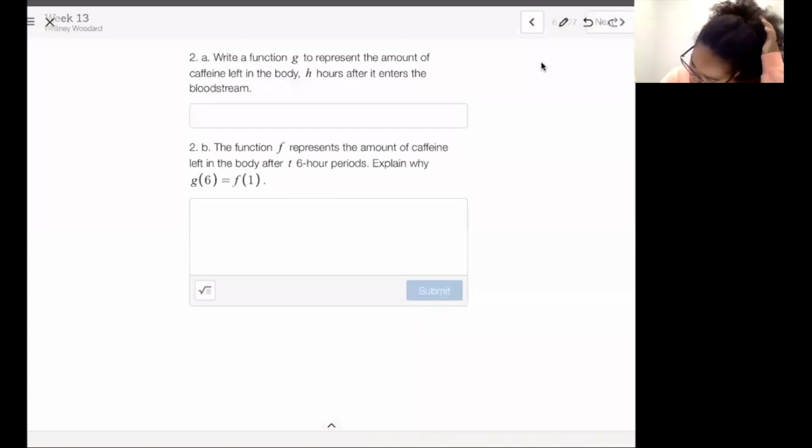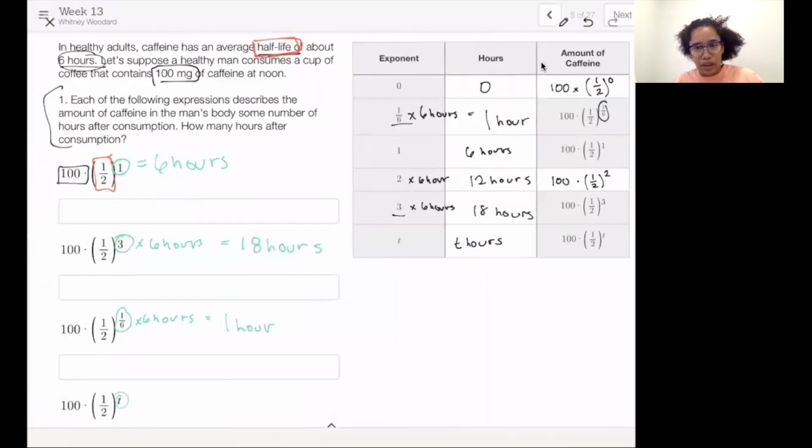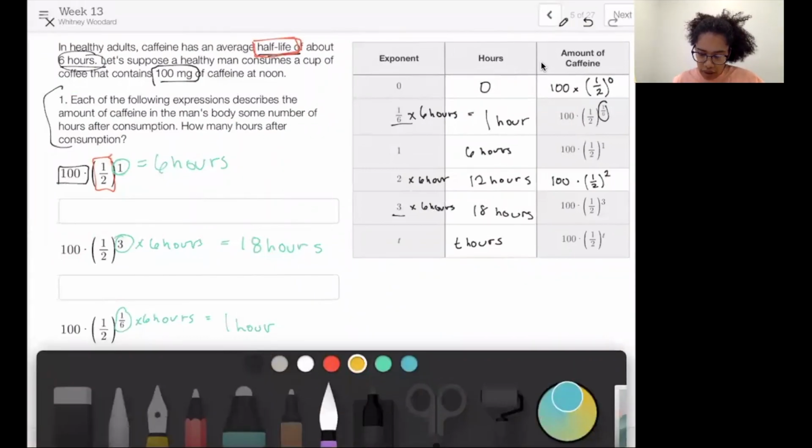So on this screen 6, we're asked to write a function g to represent the amount of caffeine left in the body h hours after it enters the bloodstream. So this function is going to be g of h, right? We're told to write a function g, and we're going to be using h to represent hours. So I'm actually going to look back at the previous screen really quick.